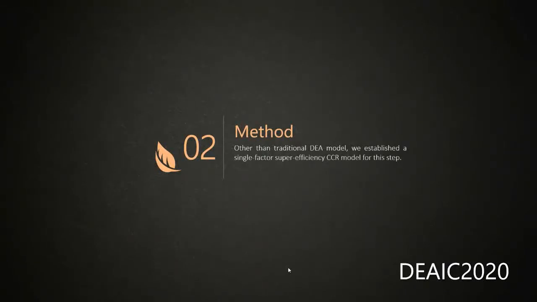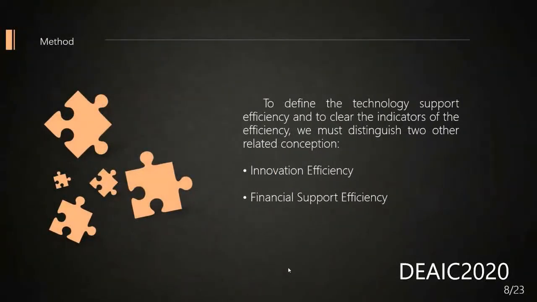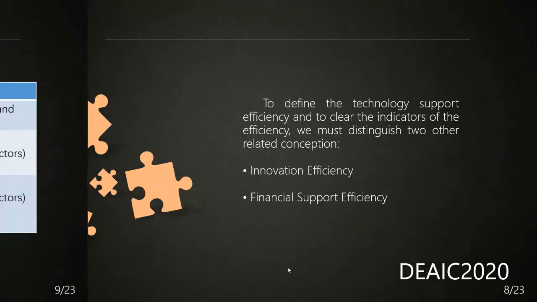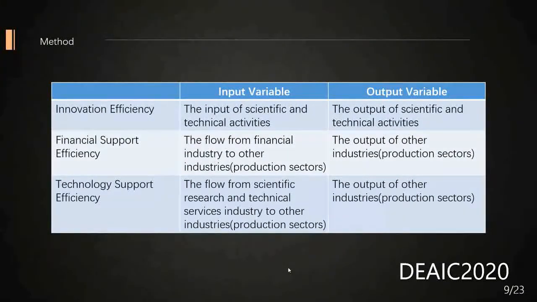Then we discuss the method. Other than the classic DEA model, in this part we will establish a single factor model. Firstly, to define the technology support efficiency and to clear the index of the efficiency, we must distinguish two related conceptions, innovation efficiency and financial support efficiency. These two conceptions are similar to technology support efficiency. The main difference is mainly in the choice of input variable and output variable.